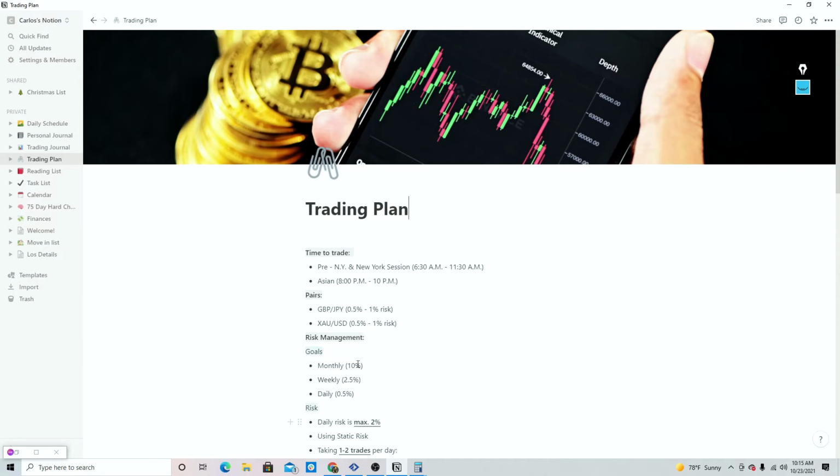Personally, what works best with my schedule is pre-New York and New York session, which is 6:30 a.m. through 11:30 a.m., and Asian, 8 p.m. to 10 p.m. I usually just trade New York, right? Because I'm up and awake. I just tend to look at Asian because sometimes Asian moves happen and carry out through London and then through New York. Basically, the start of the trend on some pairs happens during the Asian session.